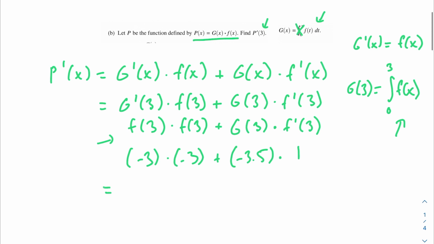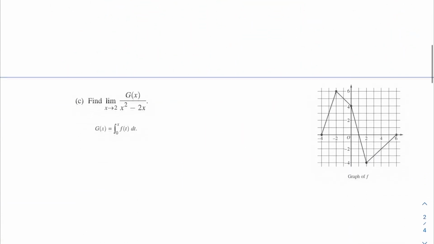Okay, so now we can kind of simplify things out. Minus 3 times minus 3 is going to be 9. And then minus 3.5 times 1 is just going to be minus 3.5. So we're going to get that our answer is 5.5. All right, moving on to the next problem.